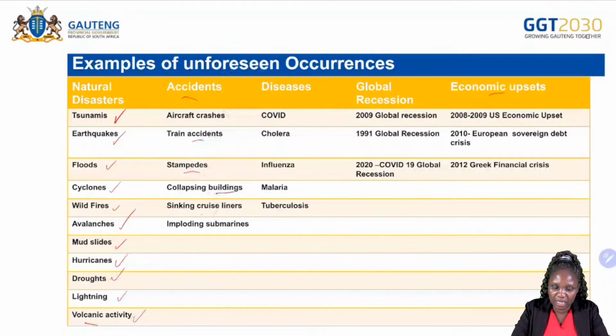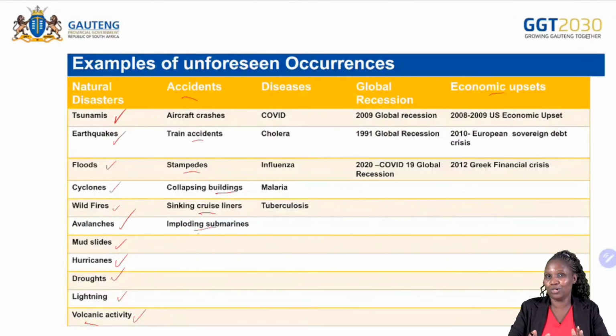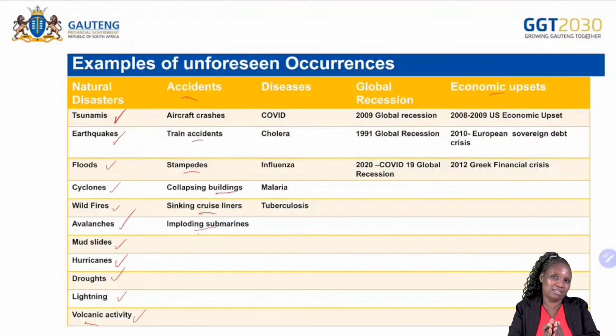And then sinking cruise ships. Some cruise ships sink, killing a lot of people, right? For example, let's look at the Titanic. The Titanic sank. Why? Because it hit a block of ice and then it sank. All right. And then imploding submarines. This happened recently. All right. Remember the 5 wealthy men who went in a capsule submarine to see the Titan. And then the submarine imploded, okay, killing all crew members.